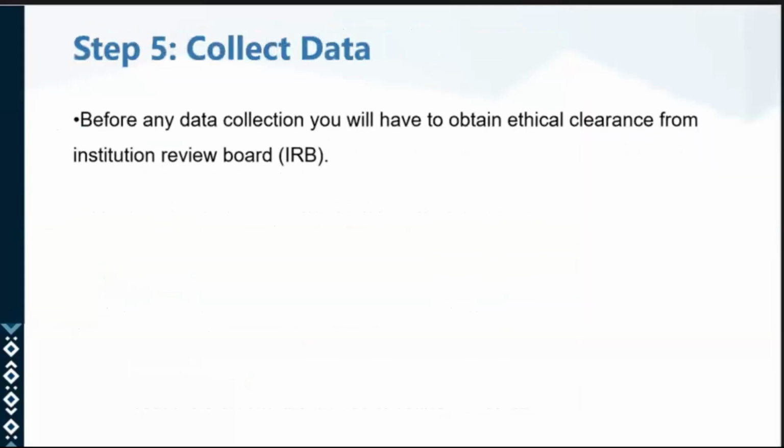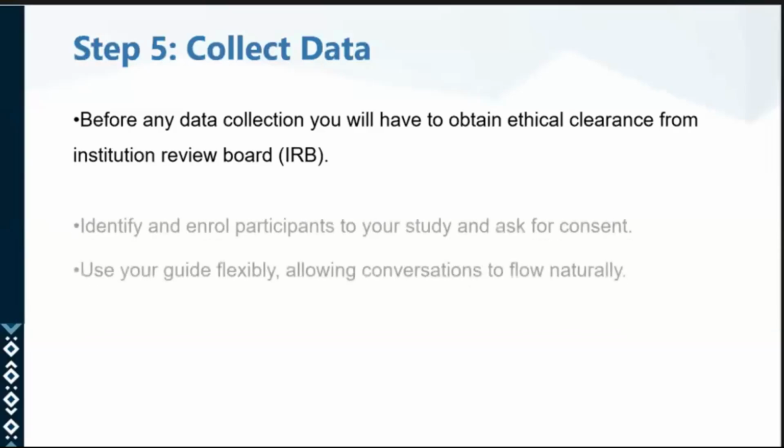So the 5th step is the data collection process. Qualitative research is just like quantitative research. You always need an ethical clearance because some people think, oh, I'm just interviewing people, it's not really important, but qualitative research is also research. So you have to get an interview guide in order to begin any data collection for qualitative research.